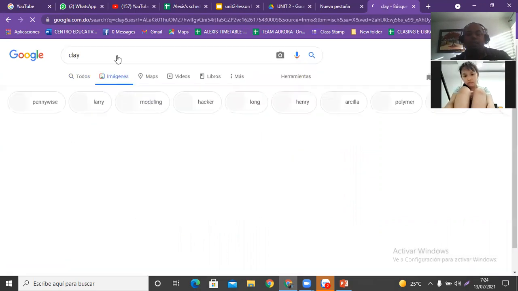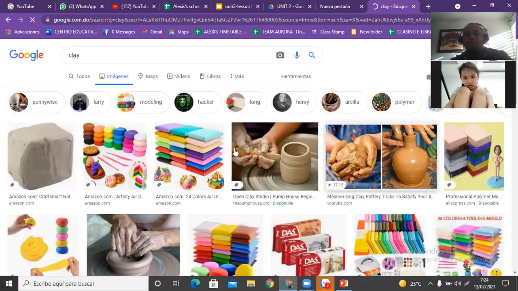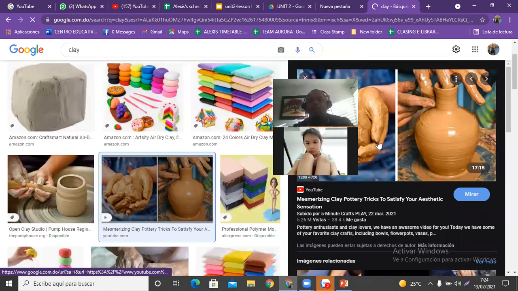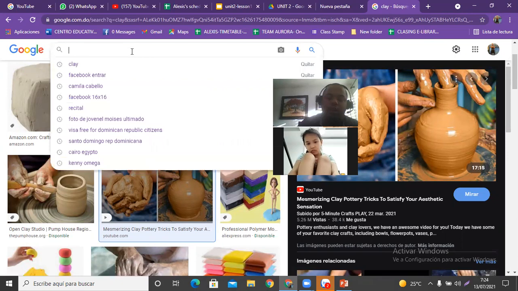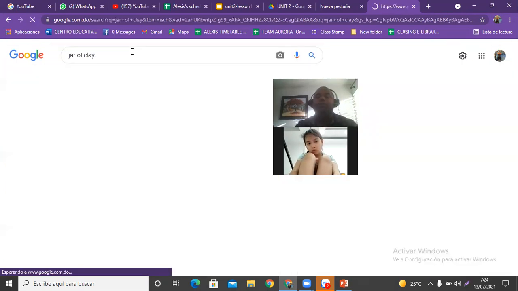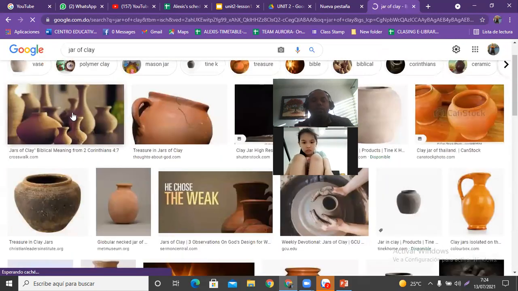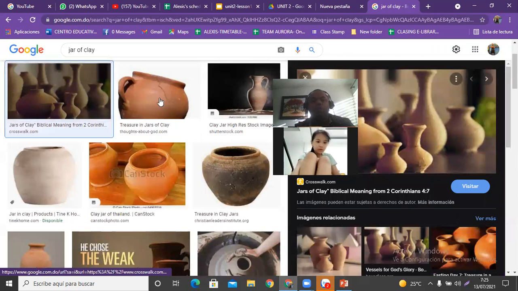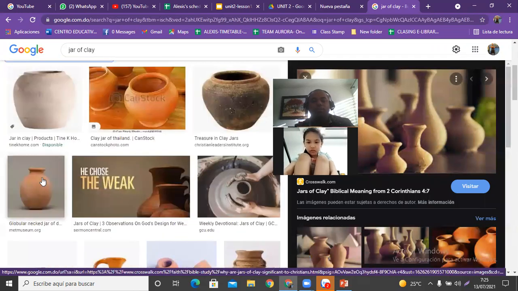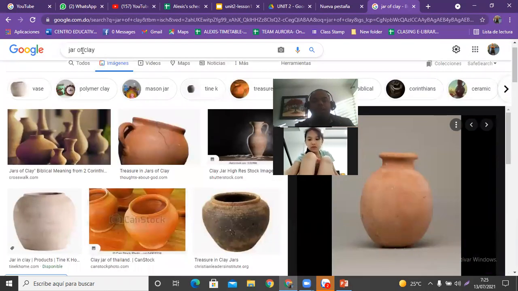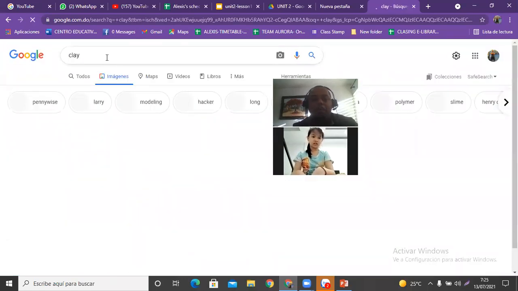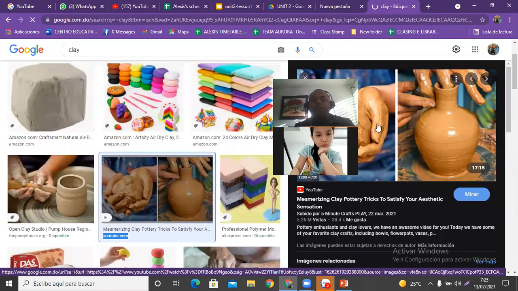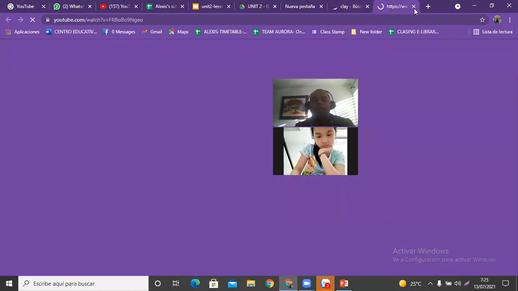Look at this. This is clay. This material. With clay, they can make many things. For example, a jar of clay. Those are jars of clay. And then the clay is what people use to prepare this type of jars. So can you see? And when it dries, it's very hard.